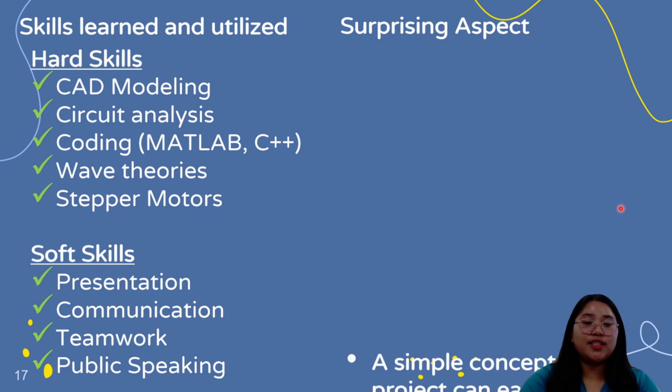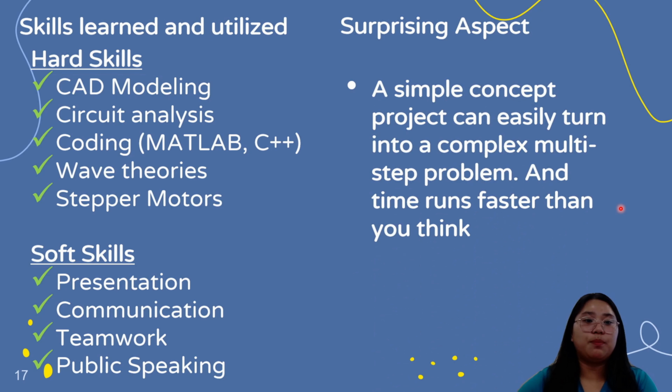Surprising aspect for this project is definitely a simple concept project can easily turn into a complex multi-step problem. So if you look at my final video, it is literally just a stage going back and forth generating that wave. But if you dive in deeper, you would see how did you control that stepper motor specifically? How did you connect all of this stuff? What type of waves do you want to generate? So it does turn into a whole multi-step problem.